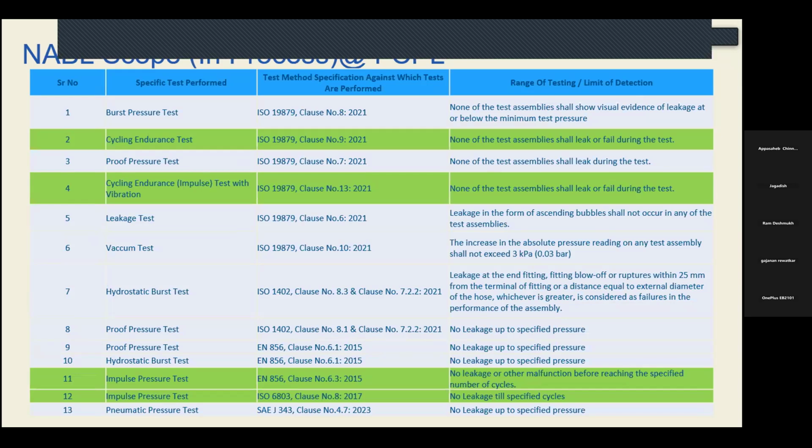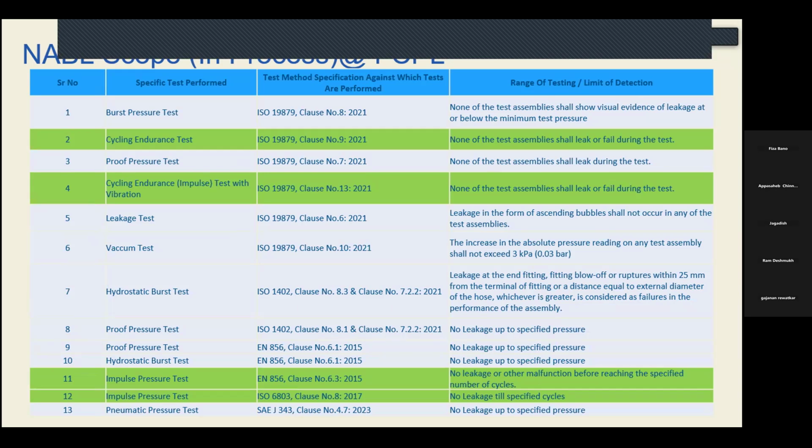We are ready to develop a customized test program specifically for your need, whether you want to enhance your product capability or get a competitive advantage. We can develop a test program for you, and we can use our existing laboratory to test that, apart from the standard tests mentioned over there.